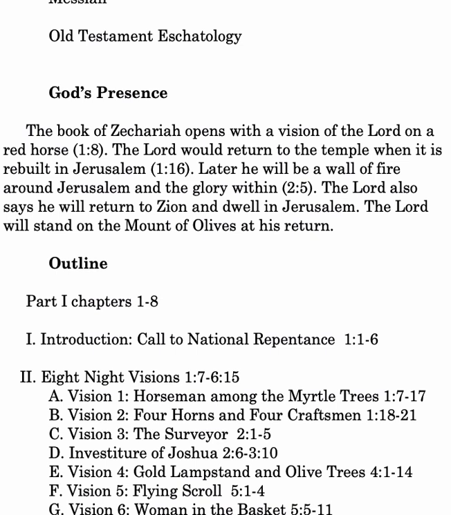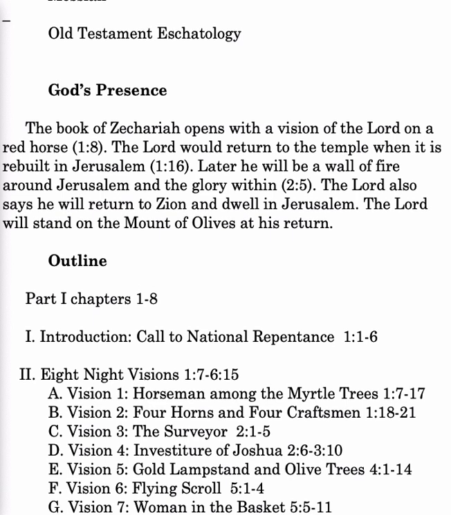In that same area of Scripture, the Lord would return to the temple when it is rebuilt in Jerusalem. Later, he will be a wall of fire around Jerusalem and the glory within it in 2:5. The Lord also says he will return to Zion and dwell in Jerusalem. The Lord will stand on the Mount of Olives at his return. We see this later in the book. That brings us to the outline.